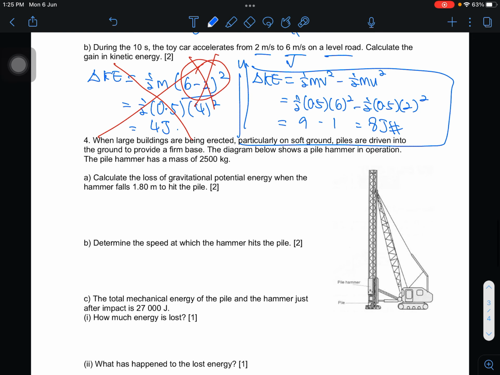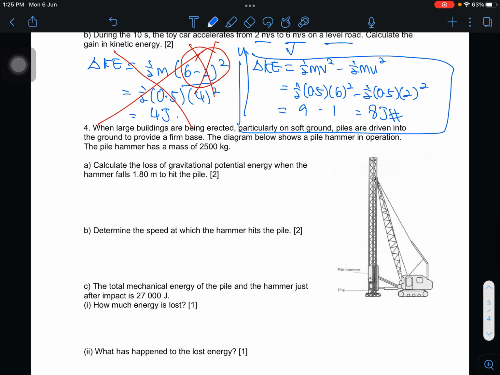Question 4. When large buildings are being erected, particularly on soft ground, piles are driven into the ground to provide a firm base. This is called a pile driver. The diagram below shows a pile hammer in operation. The pile hammer has a mass of 2,500 kg. So the hammer is here, and this hammer has a mass of 2,500 kg.